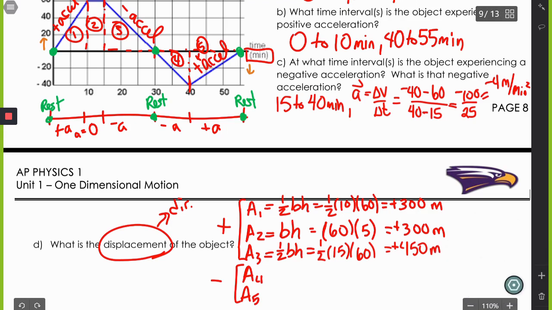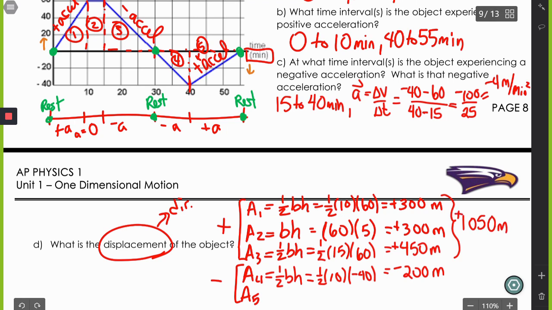Okay, now I've stopped, now I've turned around, and now I'm going in the negative direction. So I have a triangle there, so 1/2 base times height, and so it's 1/2 our base of 10 minutes. Now this is where it's different, because now we're on the negative side. Our height is actually negative 40, right? Which is going to end up being negative 200 meters. So if you want to sum these, I traveled positively 1,050 meters.